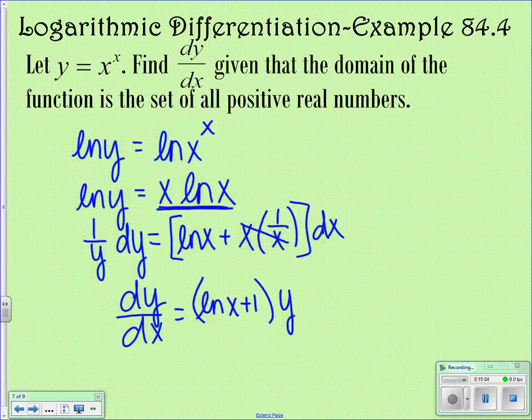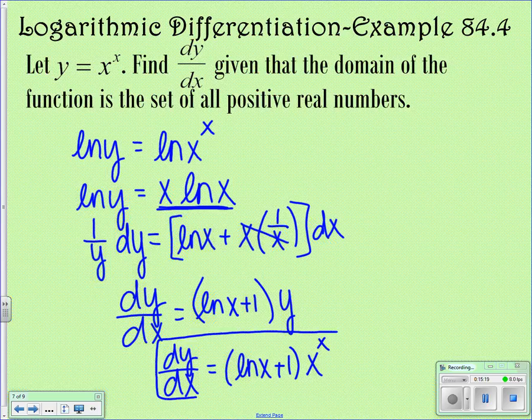And so now, all you have left to do is to actually plug in your y. So your derivative, dy over dx, equals the ln of x plus 1 times x to the x. And so this would be your answer for that. And that's why they had to state that it was a set of all positive real numbers, because right here, you can't take the ln of 0 or of a negative number. So they had to tell you that x was only going to be a positive real number.